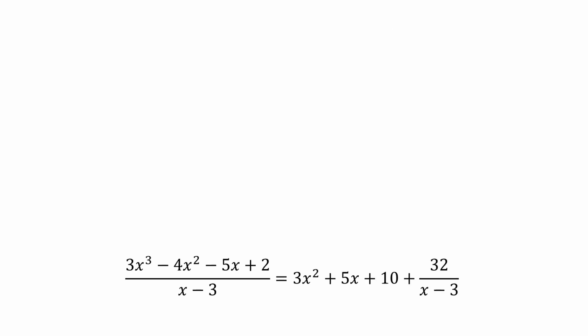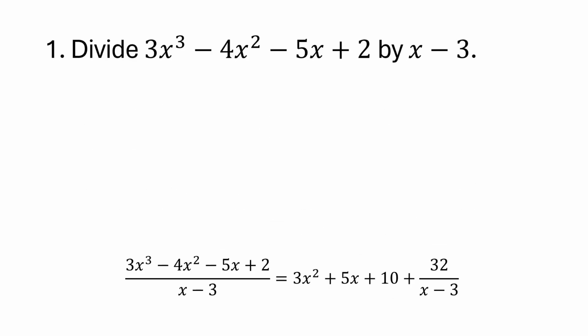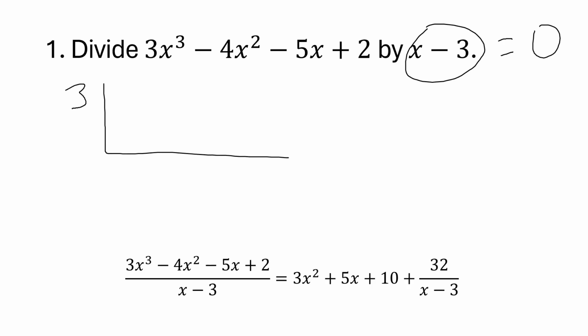Let's see. So we have this question, the answer is already here. We are dividing 3x cubed minus 4x squared minus 5x plus 2 by x minus 3. So what do we do? This is our divisor. We just equate it to 0 and we get x to be 3. So write that 3 here. We draw an L shape. Now, these coefficients of x, we write them here. So we have 3, -4, -5, and 2.